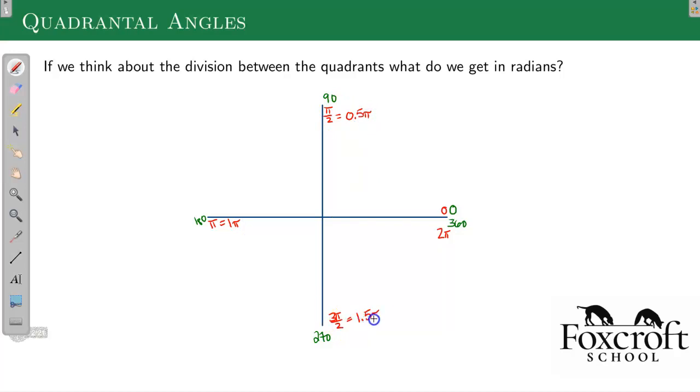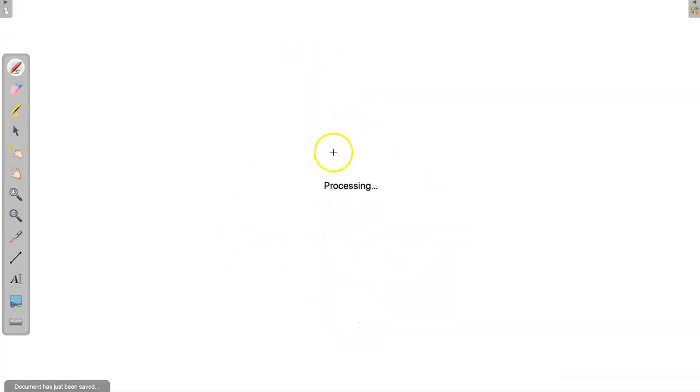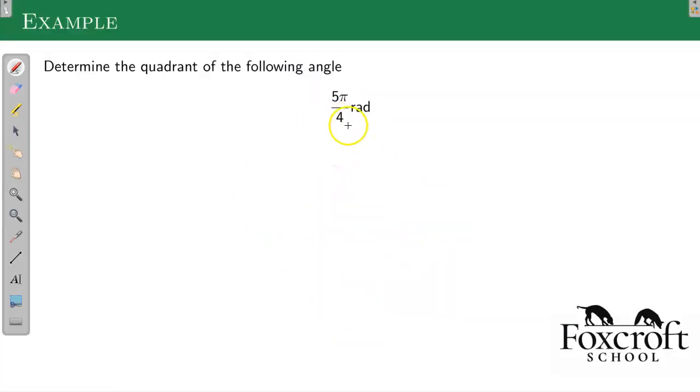So how's that going to help us? We'll see in a second how we can quickly figure out what quadrant a radian angle is by just knowing these 4 values. Alright, so let's determine the quadrant for 5 pi over 4. Let me quickly draw what we just had. So we have 0 pi, 0.5 pi, 1 pi, 1.5 pi.